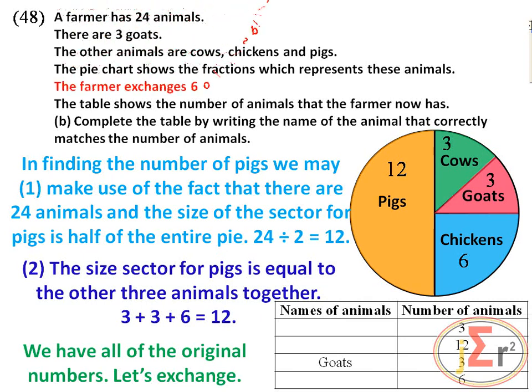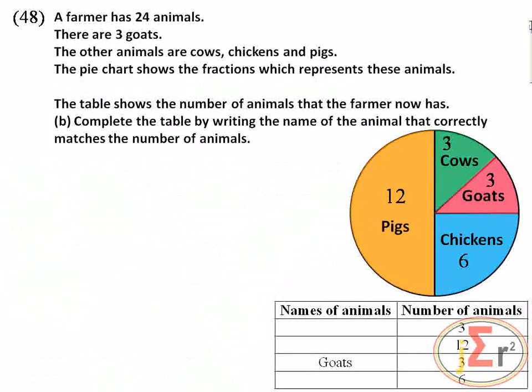The farmer exchanges 6 of his pigs for 6 chickens. Look again and see what? 6 of his pigs for how many? Of which one? 6 chickens. Right, 6 chickens. So that's the exchange. So we will go through the exchange on this slide. The farmer exchanges 6 of his pigs for 6 chickens.